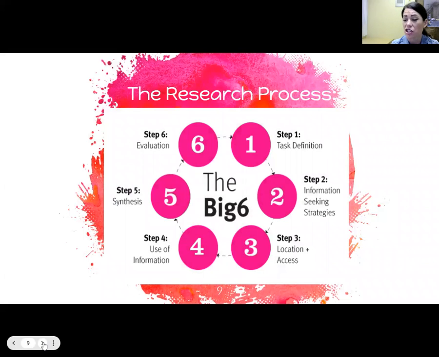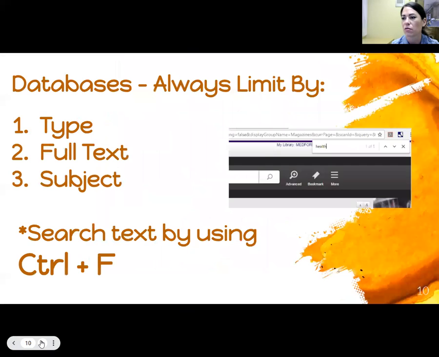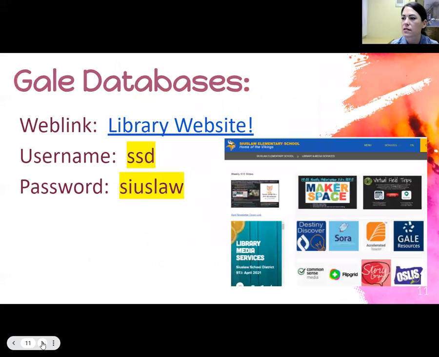So researching is a cyclical process, and really this lesson is just covering step 3, locating and accessing research. So I'm going to pop into Gale in just a second. I always teach students how to limit their search. Once you type your search term in, you have to set limiters to narrow down the amount of information you're finding. We'll limit by type, full text, and subject. And then using Control F is a super valuable tool when you're trying to skim articles.